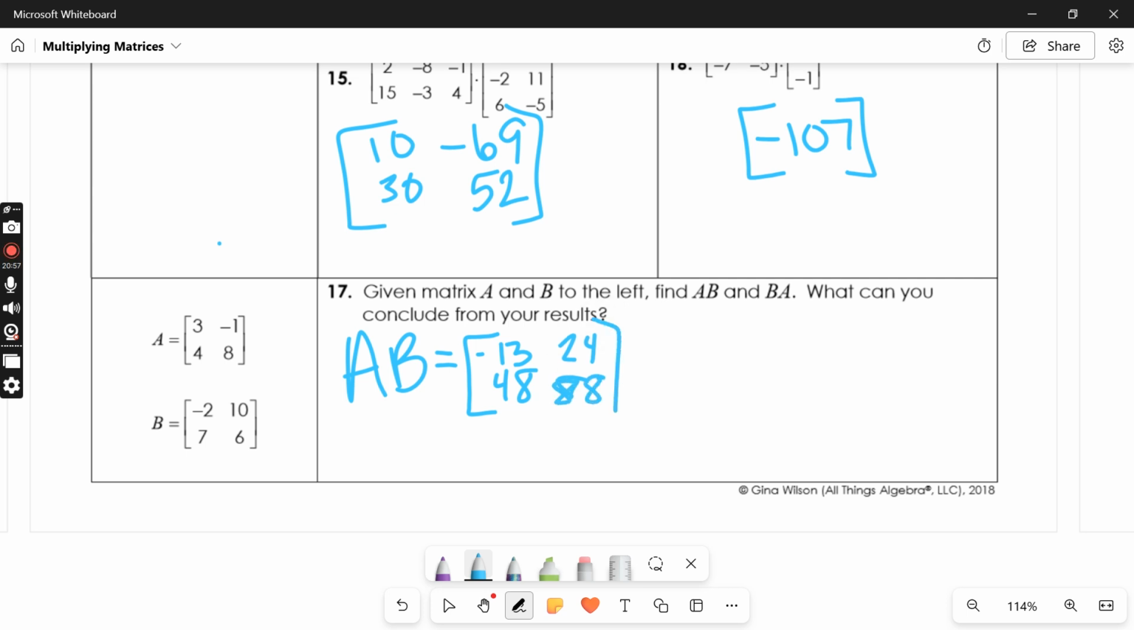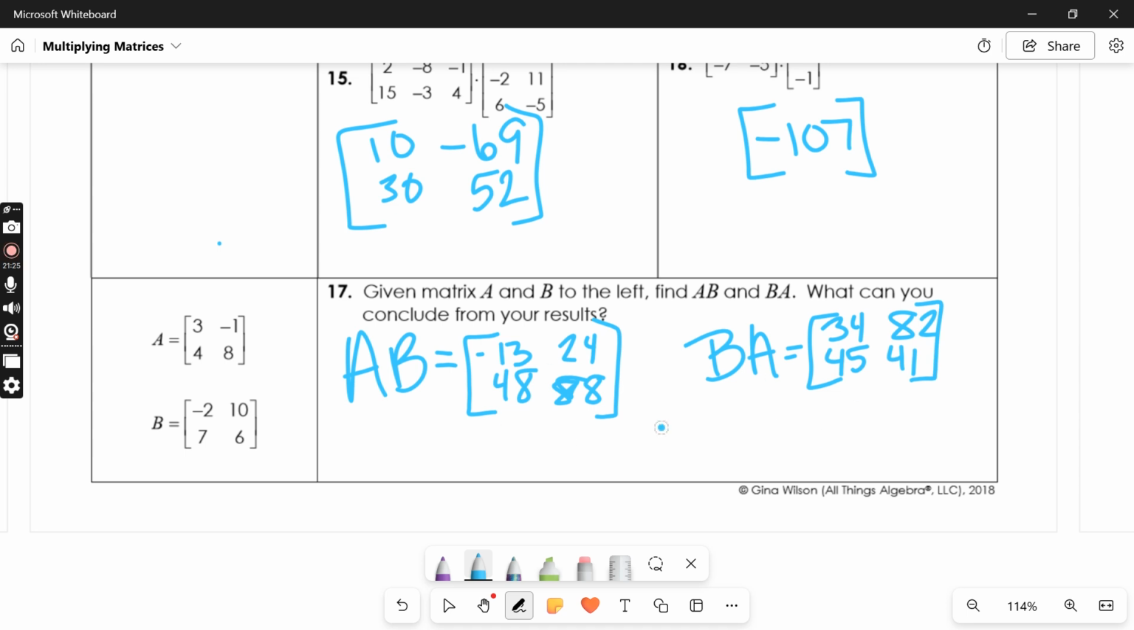Okay, so if you didn't pause it, double check that multiplication, make sure you get the same thing, and then do B times A. Again, you can use your calculator or you can do it by hand, but multiply B times A and then double check to make sure we're getting the same things here. On B times A, you should get 34, 82, 45, 41.